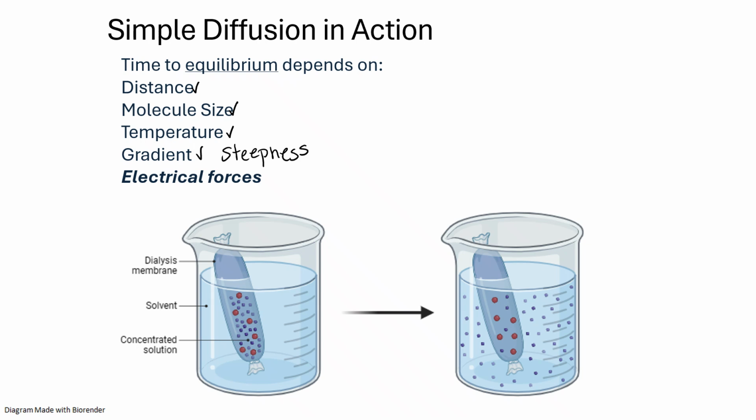The last thing that affects the time it takes to get to a homogeneous mixture is electrical forces: voltage, distribution of charges, electricity. I just want you to keep this in mind, because when we hit a chapter about muscles, voltage is really going to come into play.